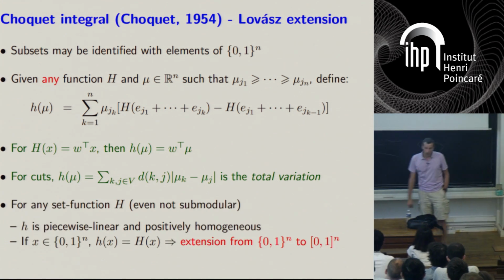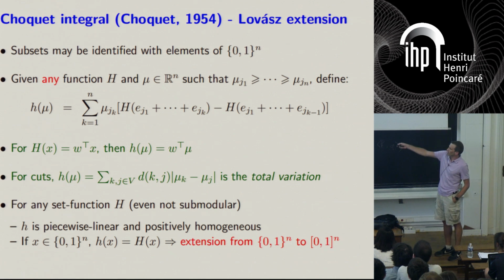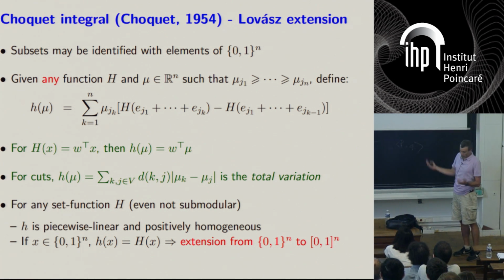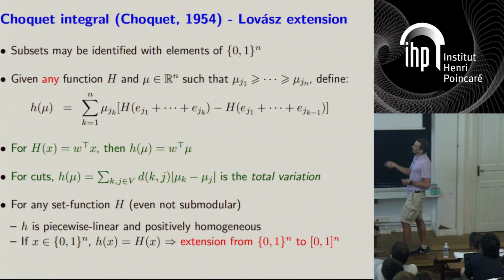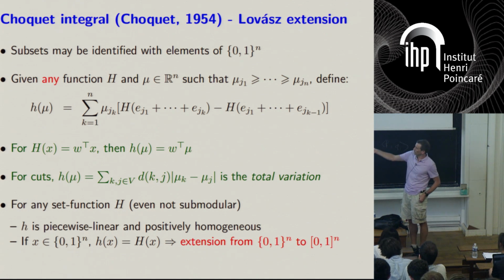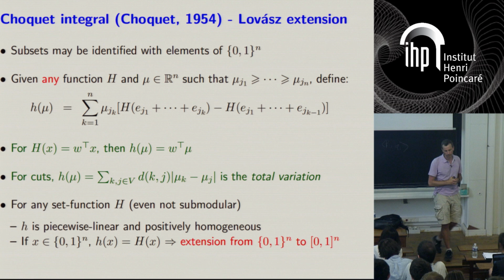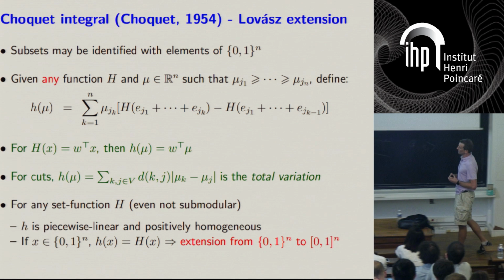All right, so what are the properties of that set function? By design, it is piecewise linear because we are doing linear interpolation. It is positively homogeneous. It's not obvious, but this is due to the fact that h of 0 is 0. And by design, it is an extension. If I take the value at any of the vertices of the hypercube, you get the exact same value because it's just by design. So this is essentially the extension.